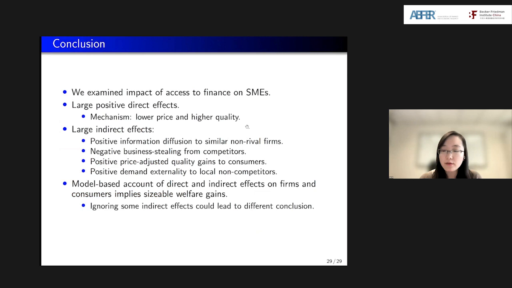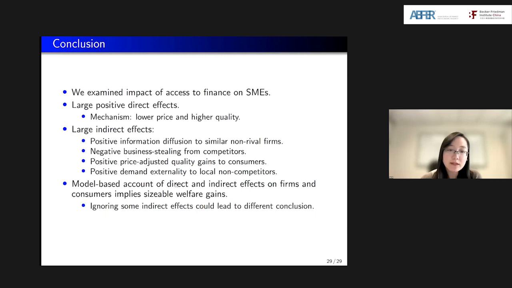So to conclude, in this paper, we examined the impact of access to credit on small and medium enterprises. And we find that there's a large positive direct effect, mainly driven by a lower price and higher product quality. And more importantly, we also find 4 types of indirect effects, including a positive information diffusion to similar non-rival firms, a negative business stealing effect from competitors, a positive price-adjusted quality gain to consumers, and lastly, a positive demand externality to local non-competitors.